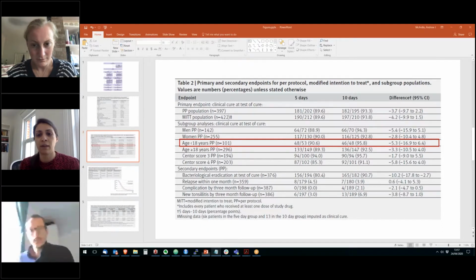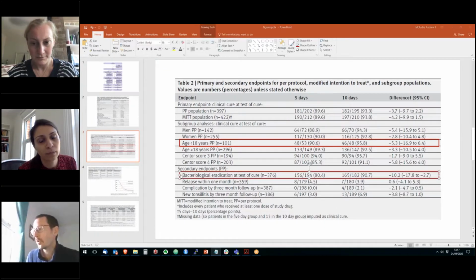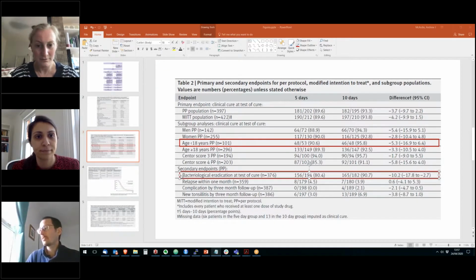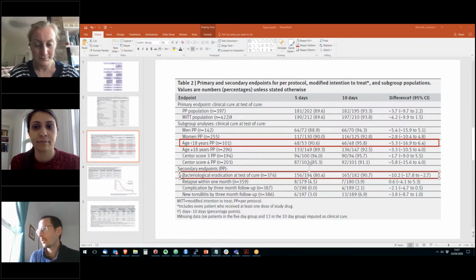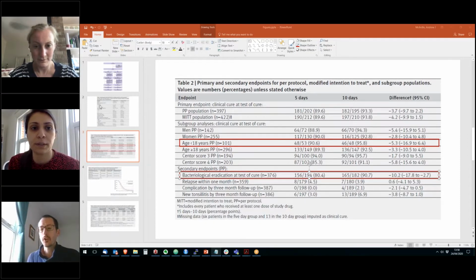Yes, thanks, Sudeep. It's worth remembering that the bacterial swab was done at different times. The 5 day group had their swab done on day 10 to 12, whereas the 10 day group had it done on day 15 to 17. So remember that when you're interpreting.